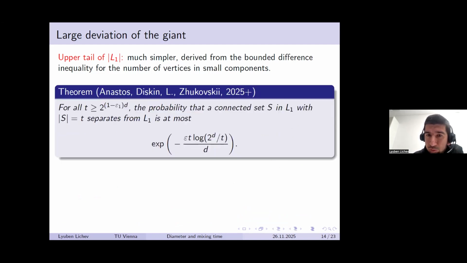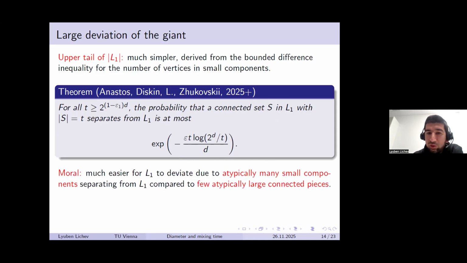But remember, I told you that connected sets are important, and not just general sets in our giant component. For connected sets, this is actually doable. We can reduce this bound to something which is 2 to the d to some power smaller than 1. For such t's, the probability that we can separate a connected set from the giant component will be of the order that I showed you before. This is good enough to now control the probability that such a set separates. So this is the optimal deviation bound that we need.